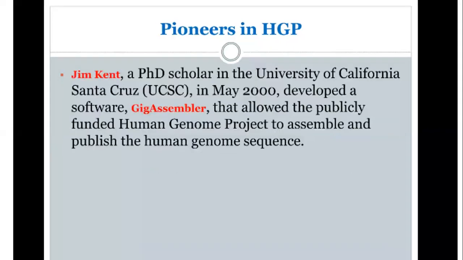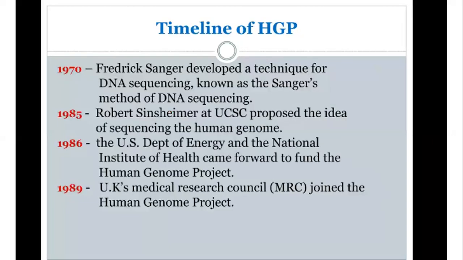Then another scientist, a PhD scholar at the University of California, developed a software, GigAssembler, that allowed the publicly funded Human Genome Project to assemble and publish the human genome sequence.